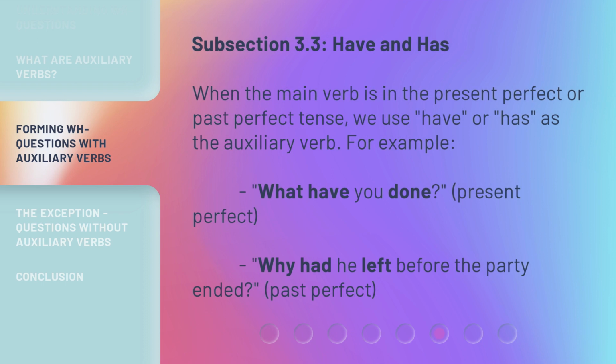Subsection 3.3. Have and has. When the main verb is in the present perfect or past perfect tense, we use have or has as the auxiliary verb. For example, what have you done? Present perfect. Why had he left before the party ended? Past perfect.